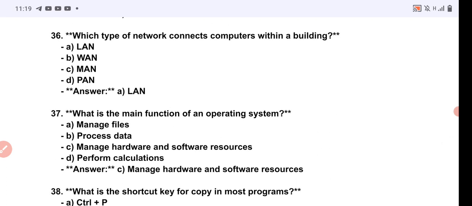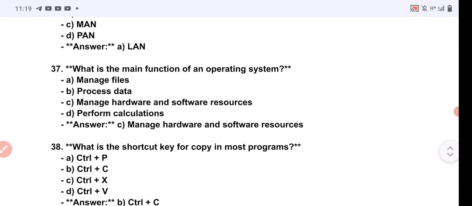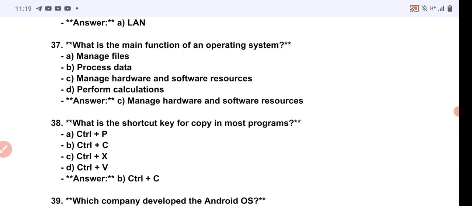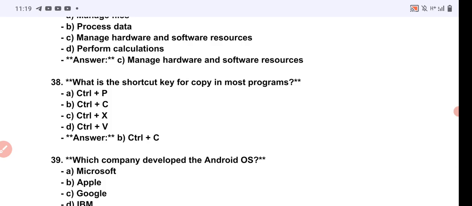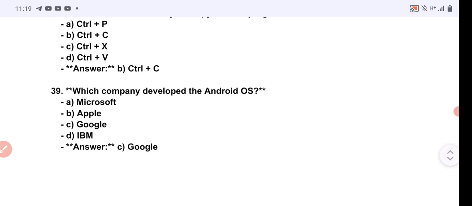Question number 37, what is the main function of the operating system? Manage hardware and software resources. Question number 38, what is the shortcut key for copy in most programs? Control C. Which company developed the Android OS? Google is the developer of the operating system.